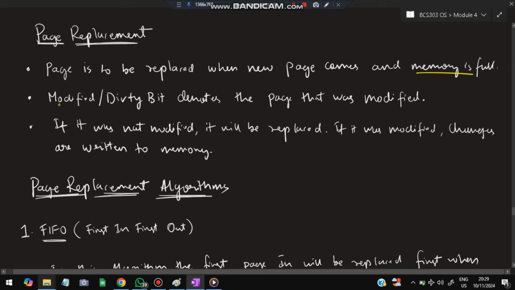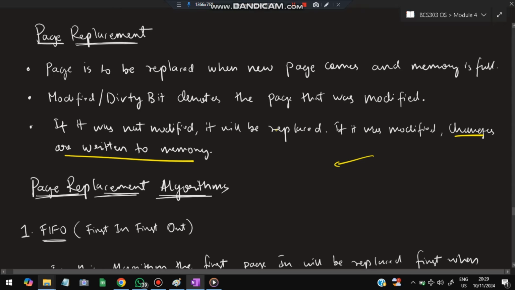For that, we'll be using a modified or dirty bit. It denotes whether the page was modified or not. If the page was not modified, we can replace it because it is as such, and we can put a new page in the same space. And if it was modified, we cannot overwrite it, because the modified one needs to be saved first in memory. In that case, changes are written to the memory, then the replacement happens.